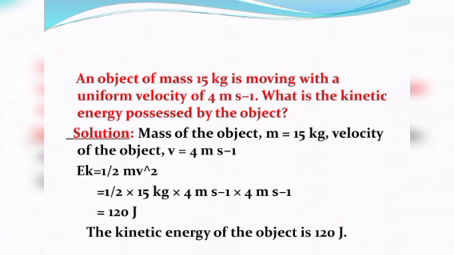Here, the mass of the object m is 15 kg, right? Yes. The velocity of the object v is what? 4 meter per second. Then what is the expression for kinetic energy? Yes, the expression for kinetic energy is Ek equals half mv square. By substituting given values, what do we get? We get half into 15 kg into 4 meter per second into 4 meter per second, which is equal to 120 joule. Therefore, the kinetic energy of the object is what? The kinetic energy of the object is 120 joule.